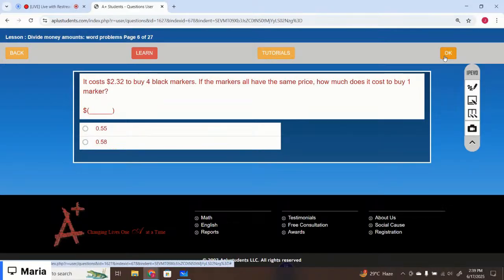It costs $2.32 to buy four black markers. If the markers all have the same price, how much does it cost to buy one marker? So which is the correct option? That is 0.58. Option two is the correct option.